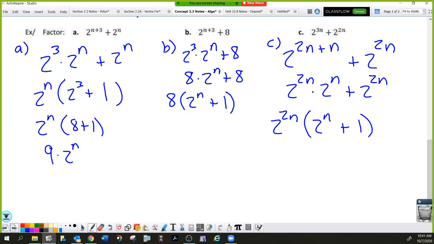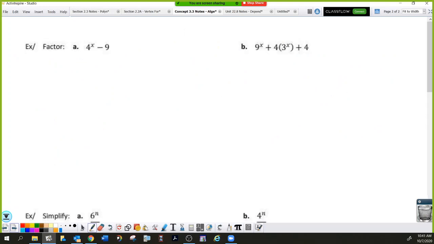So let's see what else we got going on. Come on, active panel, catch up with me. There we are. Let's continue factoring some stuff.